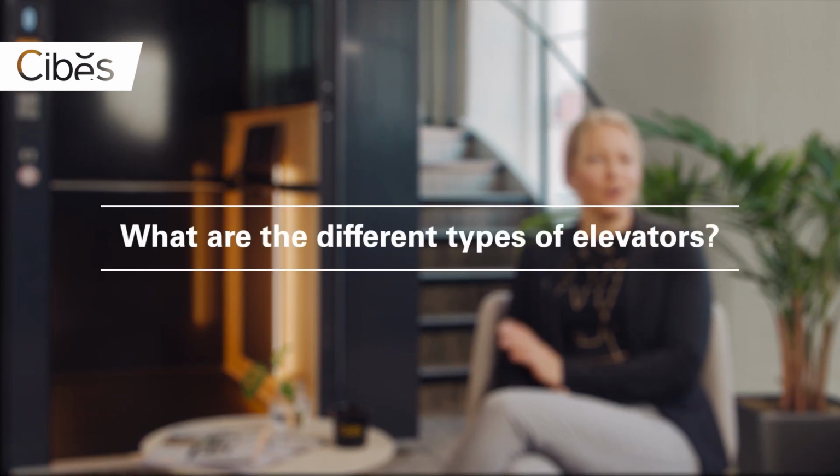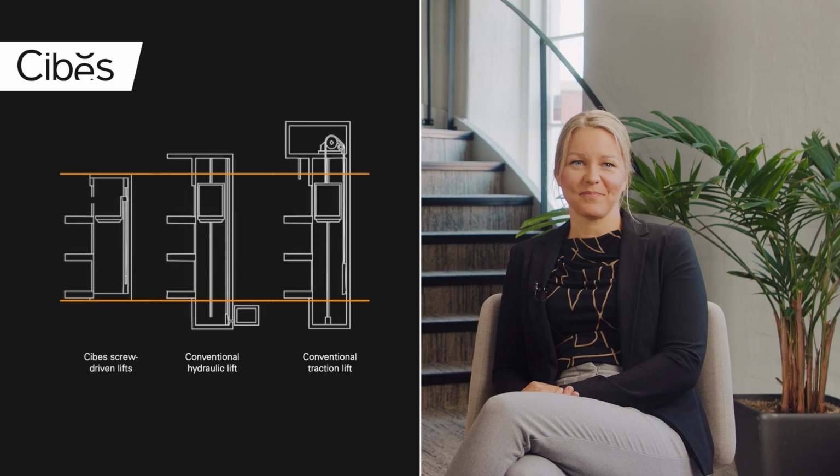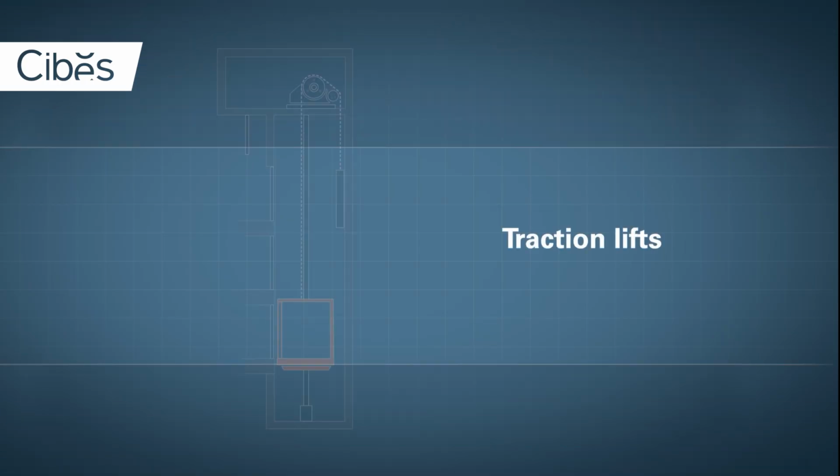What are the different types of lifts and elevators? Not all lifts are the same, and choosing the right one can save you time, space, and money. Here's what you need to know about the three main types of lifts: traction, hydraulic, and screw-driven. Let's start with the most common type, traction lifts.